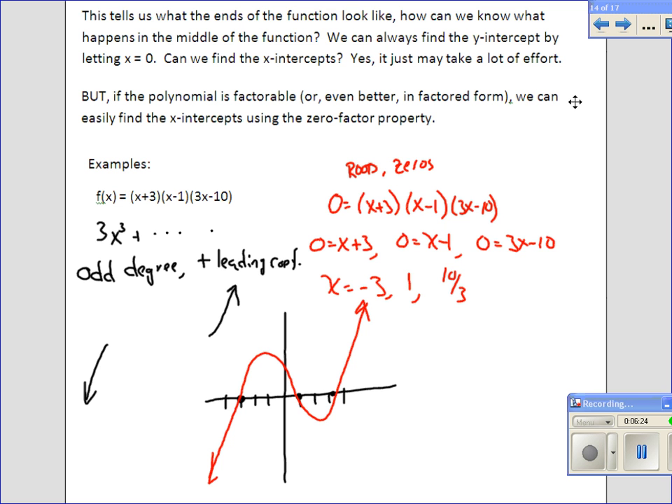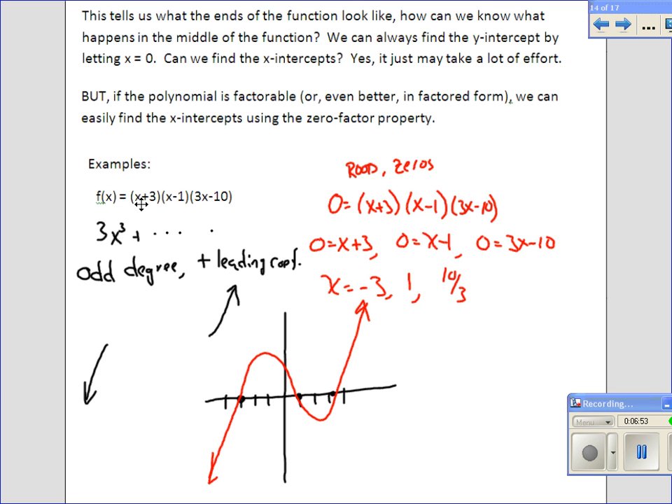If the polynomial is factorable, or already in factored form, it's easy to find the x-intercepts just using the zero factor property. So if we have a factored polynomial, f of x equals blah, blah, blah, if we were to FOIL this all out, we'd get 3x cubed plus blah, blah, blah. So this is going to have an odd degree, because the exponent is odd, and a positive leading coefficient because the 3 is positive. So we know it's going to be increasing here to the right, decreasing to the left.